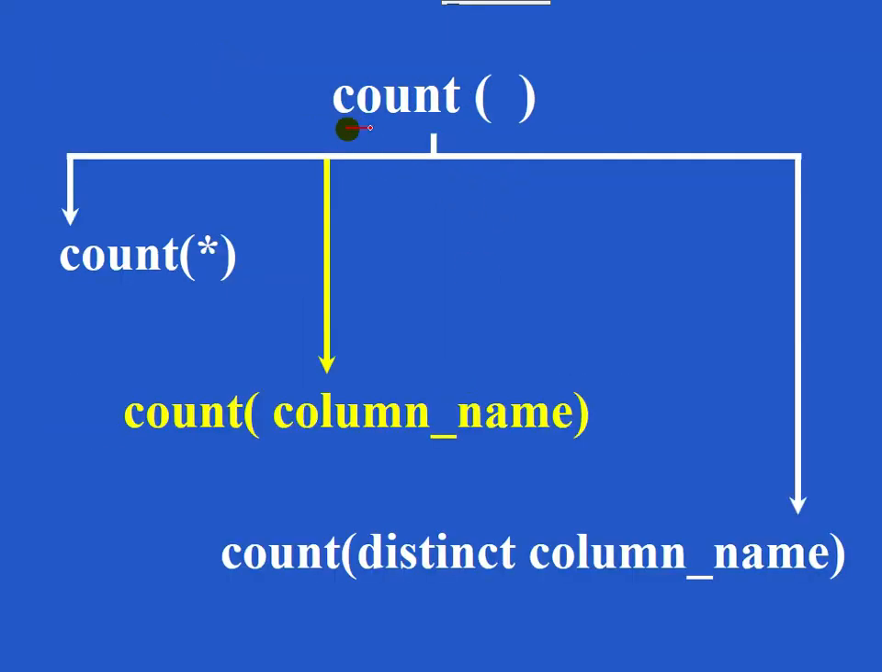The COUNT function may exist in 3 forms. COUNT star means the rows are counted. Along with the COUNT function, if you write column name, the missing entry in the column is not counted, all the remaining data items are counted. Along with the COUNT function, if you write DISTINCT column name, the missing entry in this column is not counted, and the duplicate entries are counted only once.